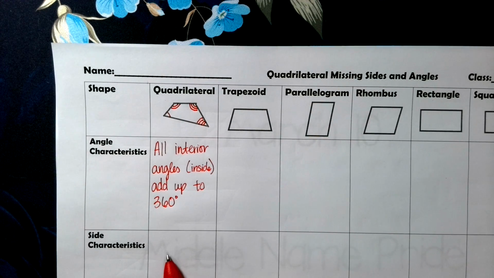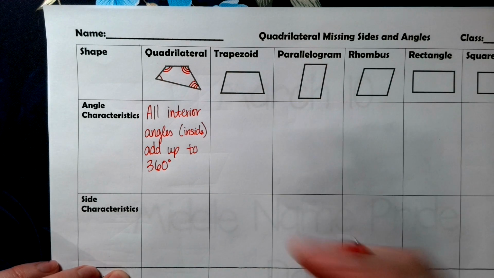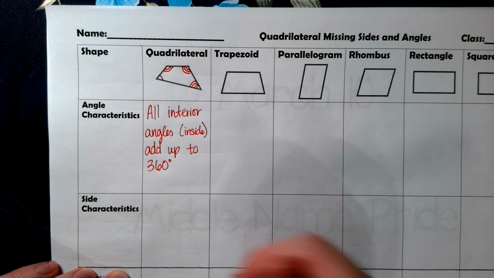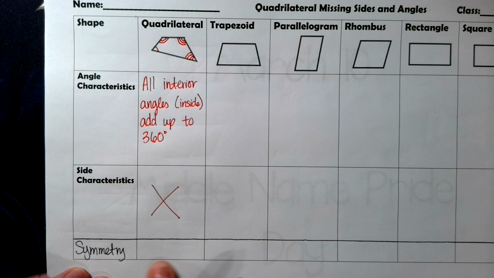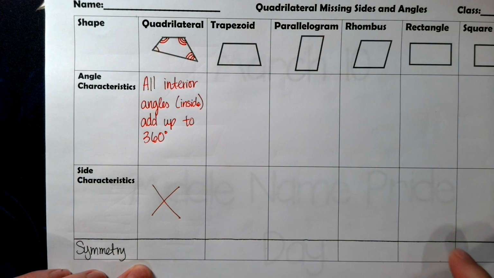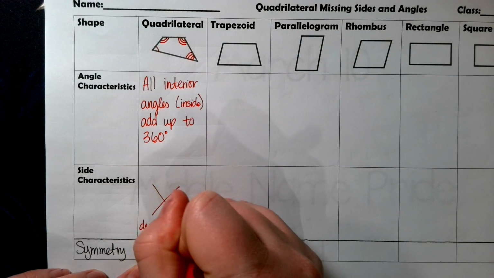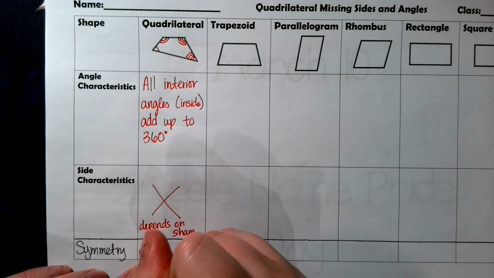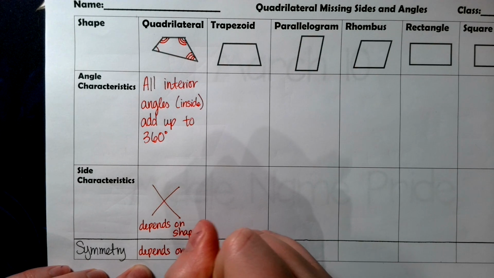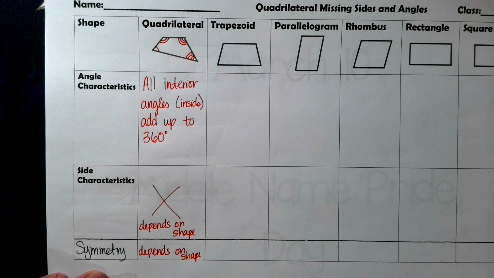For just general quadrilateral side characteristics, there really aren't any for just a generic quadrilateral. So we're not going to write anything there. And then the symmetry, again, there's no one that fits there. It just depends on the shape. So we'll just write depends on the shape for these two. They might not have any symmetry at all.